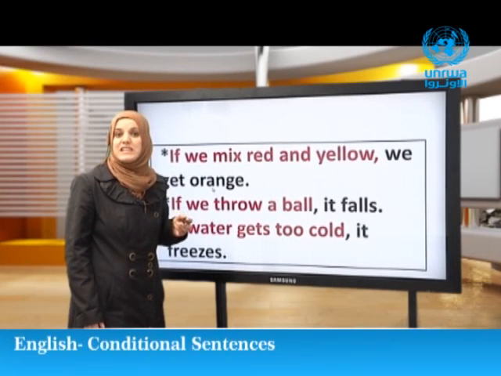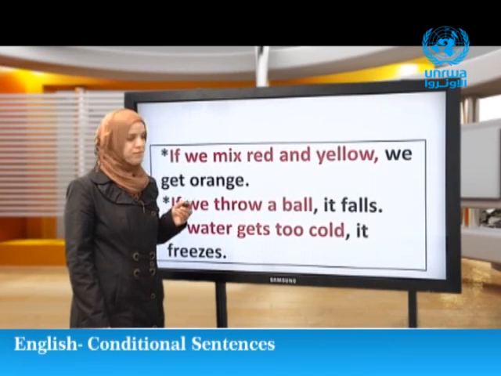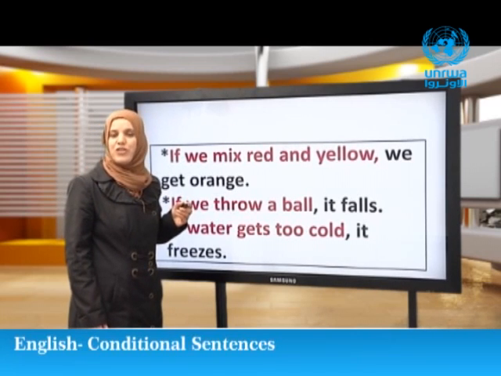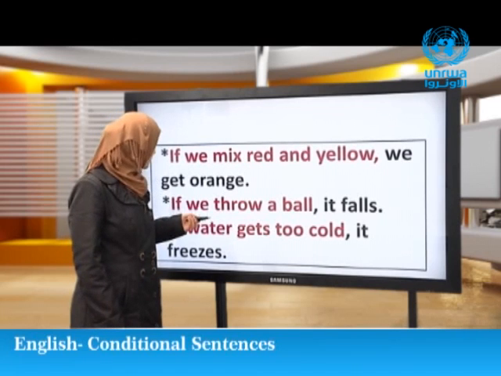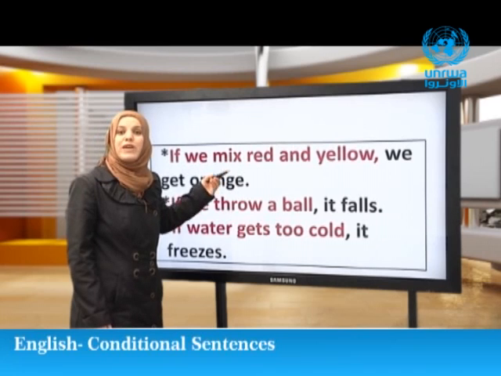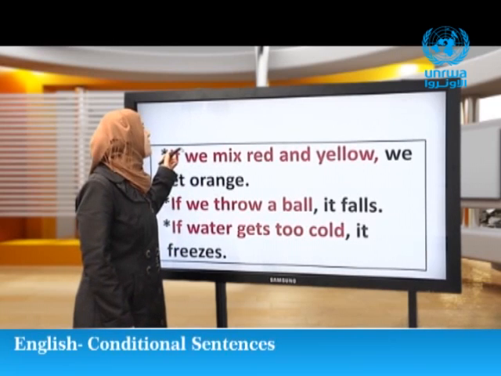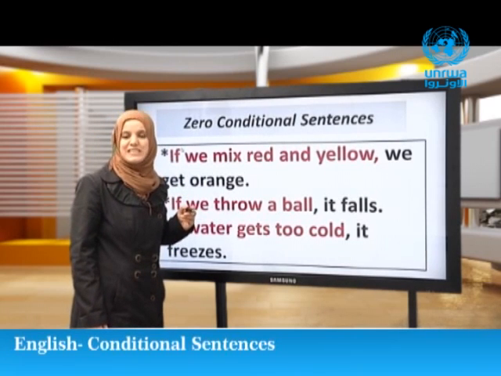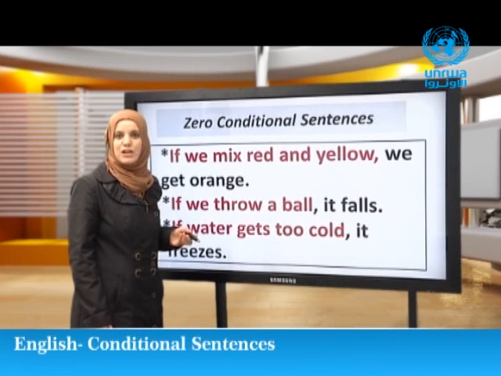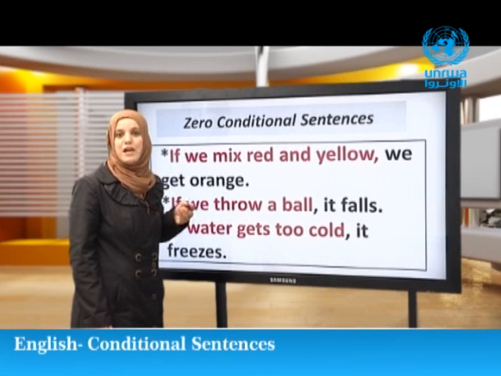Now let's look at the three sentences again. If we mix red and yellow, we get orange. If we throw a ball in the air, it falls down. If water gets too cold, it freezes. These three conditional sentences express facts which are always true. So, we call them zero conditional sentences. هذه الجمل الثلاث تعبر عن حقائق صحيحة دائما، لذلك نسميها جمل شرطية صفرية أو جمل شرطية من النوع صفر.